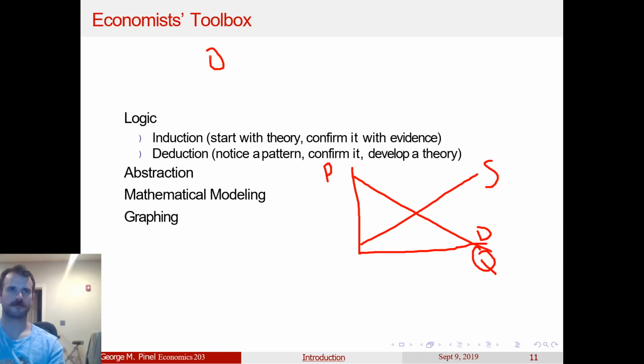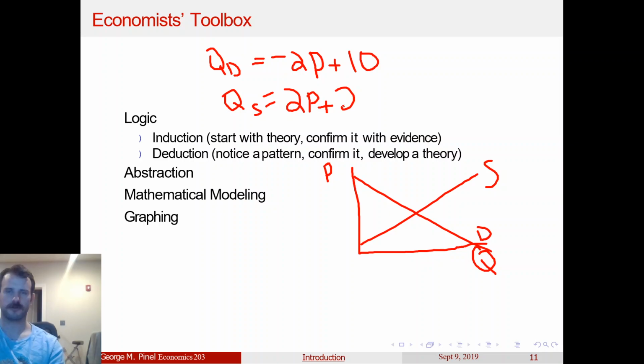QD equals negative 2P plus 10. QS, which stands for quantity supplied, equals positive 2P plus 2.